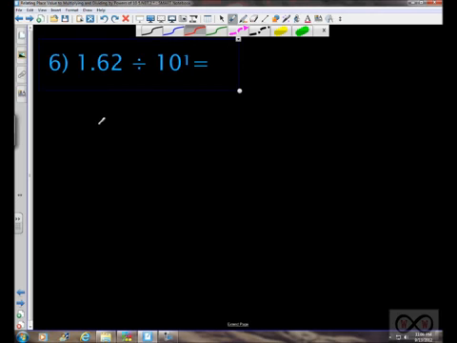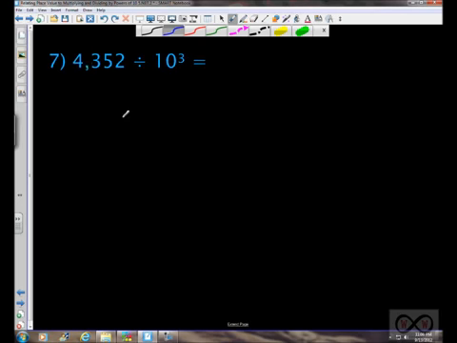And we'll try this one. We've got 1 in 62/100ths. Our operation symbol is division. So we're dividing by 10 to the 1st power. So our decimal point would now be located here. If you look at that and rewrite it, it would be 162 thousandths.